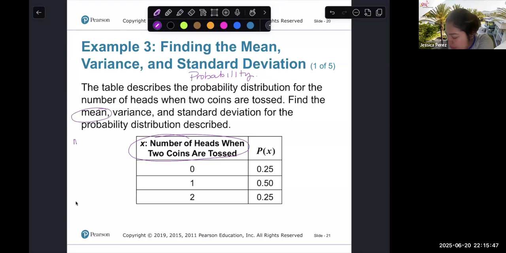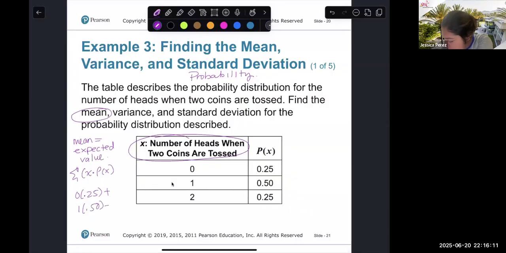So remember that the mean is the same as the expected value. And the way that it's calculated is by summing the product between x and the probability p of x. So first we're going to do 0 times 0.25 plus 1 times 0.50 plus 2 times 0.25. We multiply x times p of x, x times p of x, x times p of x, and we're going to sum those values.